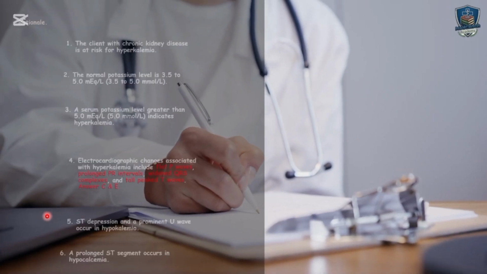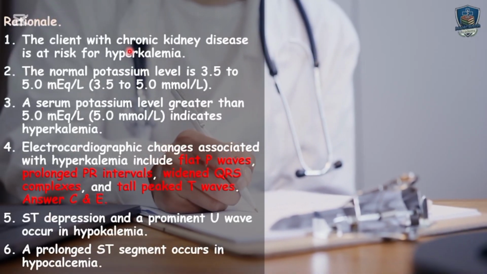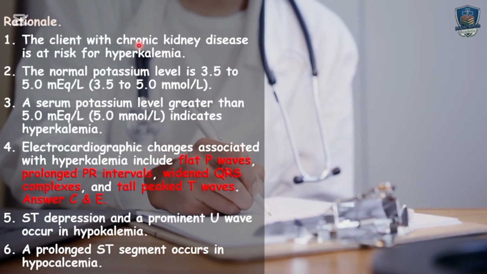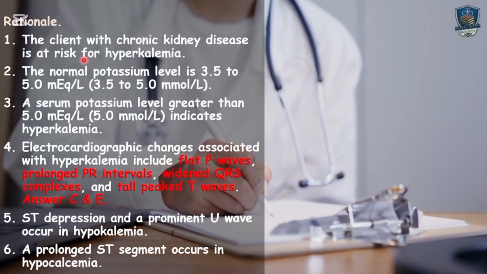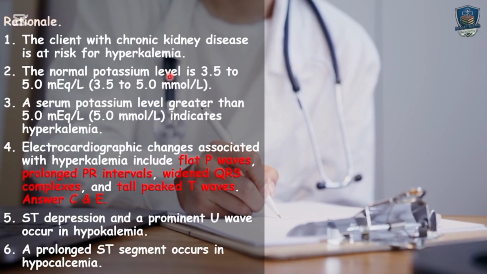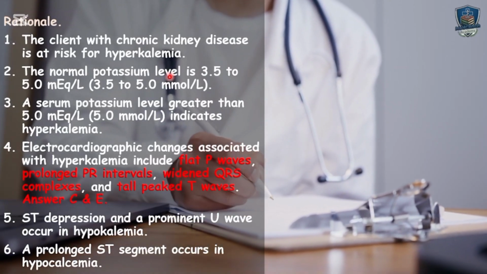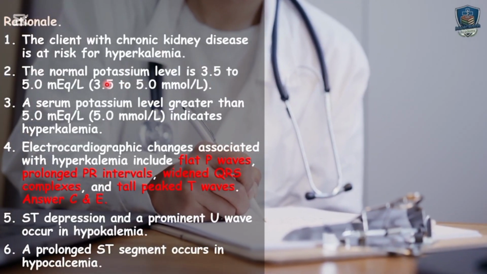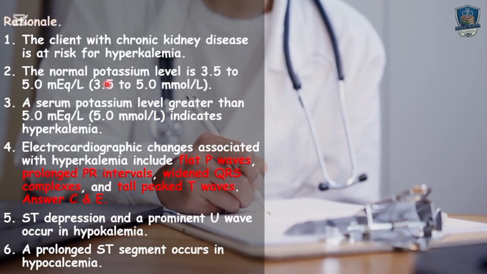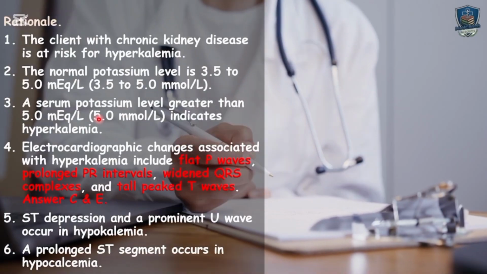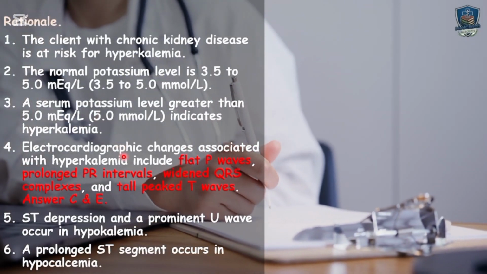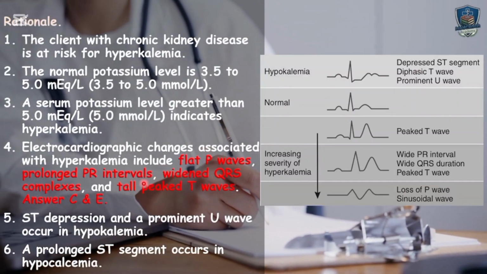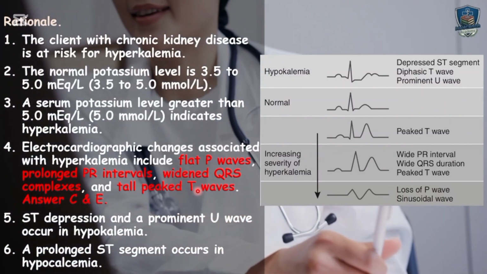Let's just have a brief review. We know that in CKD, these clients always have complications like hyperkalemia. It's common to see a CKD client having hyperkalemia, and I've told you the normal potassium level is always 3.5 to 5 millimole per liter. Anything above 5 is hyperkalemia. Anything below 3.5 is hypokalemia. Hyper means above, hypo means below. So we have seen this client has hyperkalemia. On EKG, we shall see flat P waves, prolonged PR intervals, wide QRS, and tall peaked T waves.